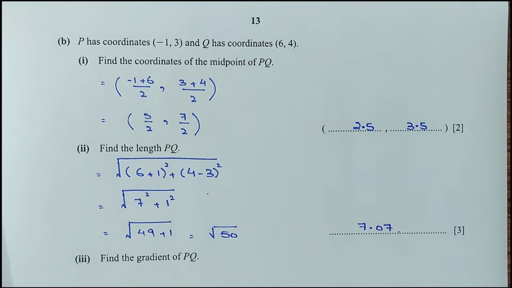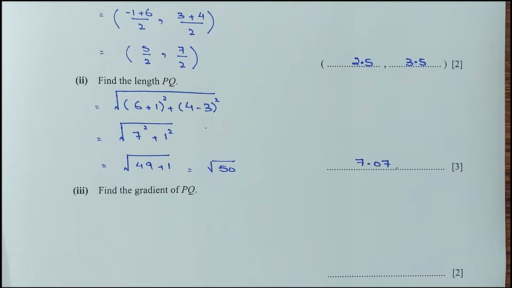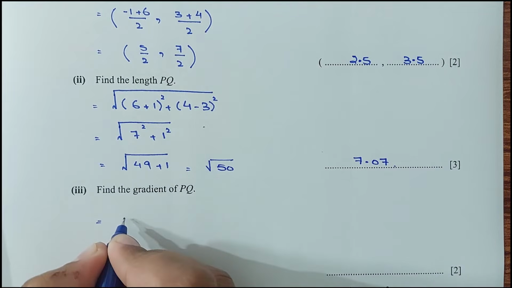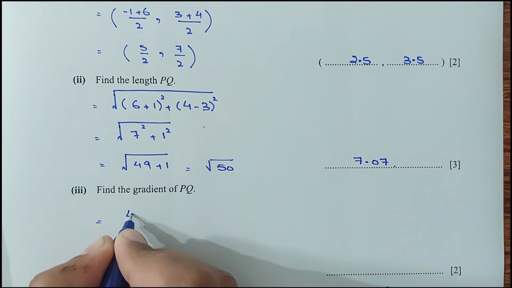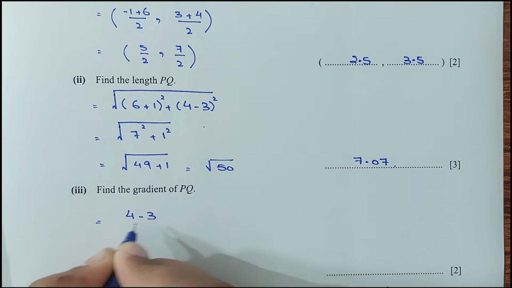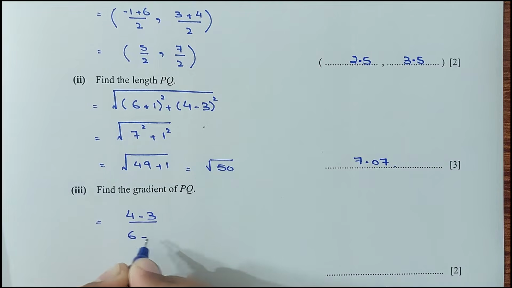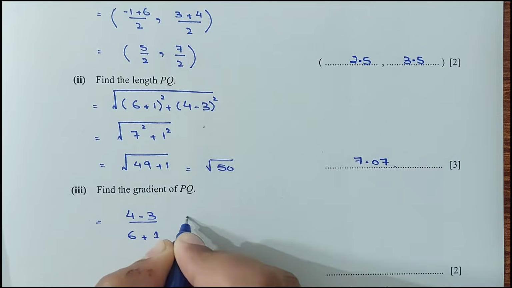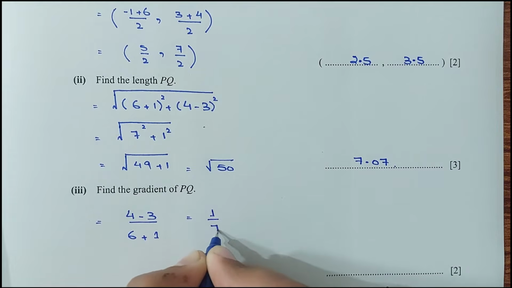7.07. Now for part 3, find the gradient of PQ. So the gradient of PQ is y2 minus y1 over x2 minus x1. This should be 1 out of 7 is the gradient.